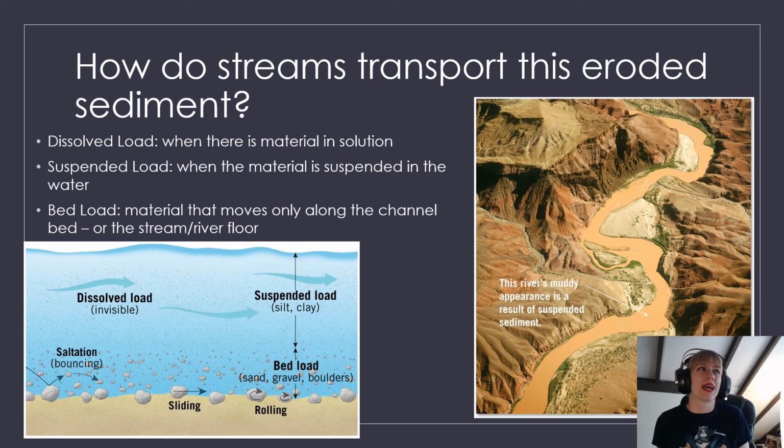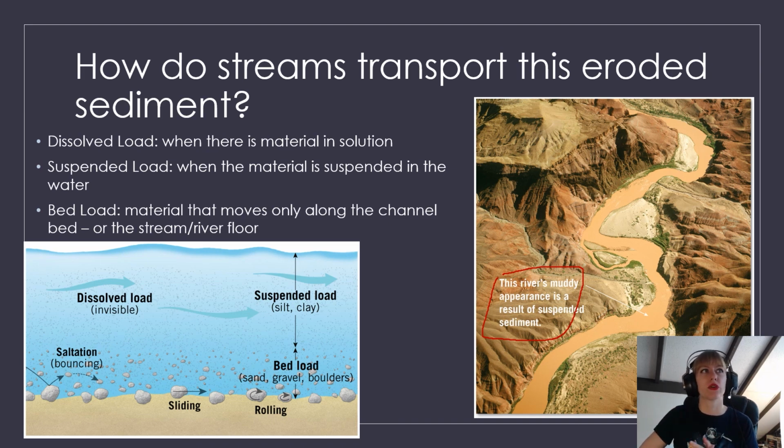So how do streams transport the sediment? We saw over here, for example, the river's muddy because of suspended load, but how does this happen? What is it exactly? So we have three types of load. We have dissolved load, which is when there's material in solution, such as salt water, it's got sodium in it already, or mineral water. Okay, these are all dissolved loads. And you can't see these dissolved loads because they're invisible, because they're already suspended within, such as sodium chloride. When the water evaporates, the dissolved load will actually come out in the form of salts or other minerals.